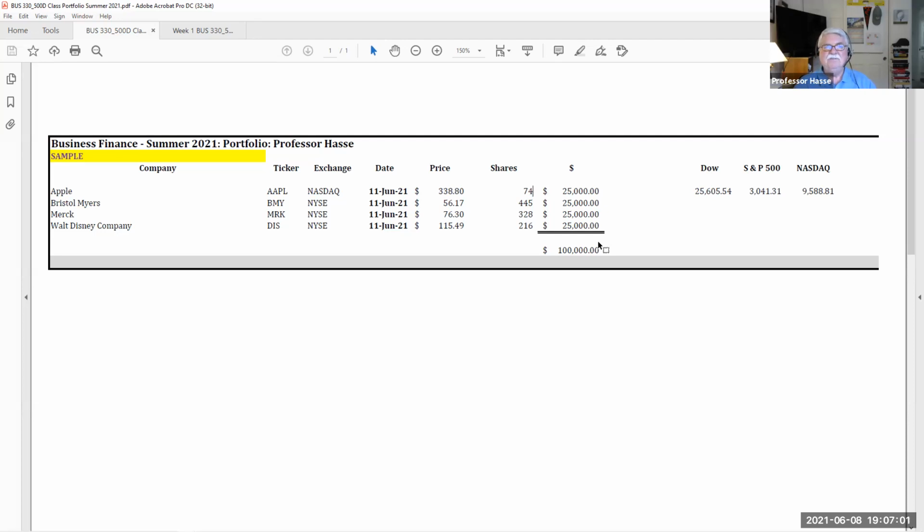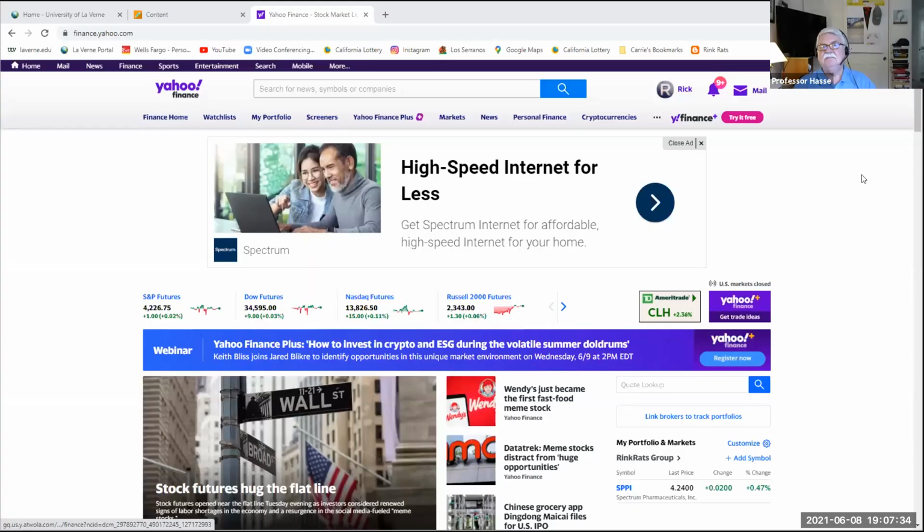Now, where do I find these prices, Mr. Hasse? Well, the simplest way is to go to what is called Yahoo Finance. There are so many ways of doing this, but I found for students, the easiest way is to go to Yahoo Finance. So let me bring that up here. You go to your browser and type in Yahoo Finance, and here it is. This is Yahoo Finance.